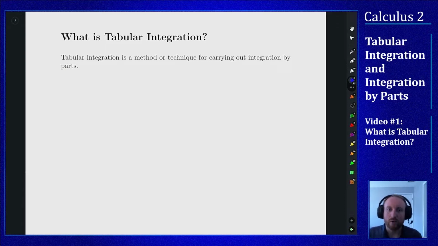Integration by parts is a method that is used a lot for doing certain types of integrals, and tabular integration is a way to structure that method, make it look a little bit easier, seem easier to carry out, as well as get to answers more quickly in specific cases.